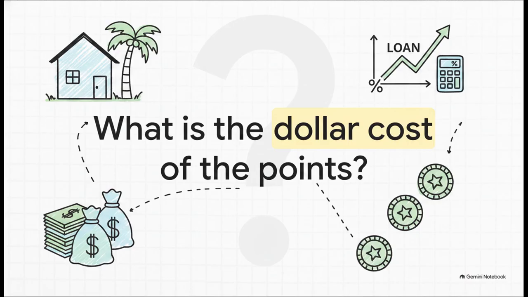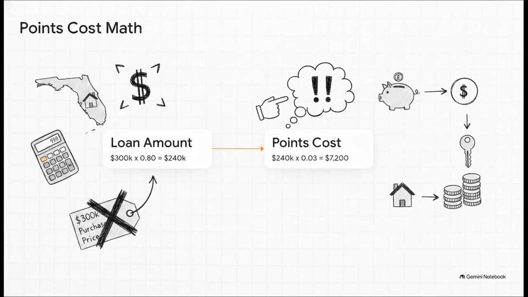A buyer purchases a $300,000 home and gets an 80% LTV loan. The lender charges 3 discount points. So, what is the dollar cost of the points? Read the scenario carefully, pause the explainer, and calculate the cost of those 3 points. All right, let's dive into the solution.